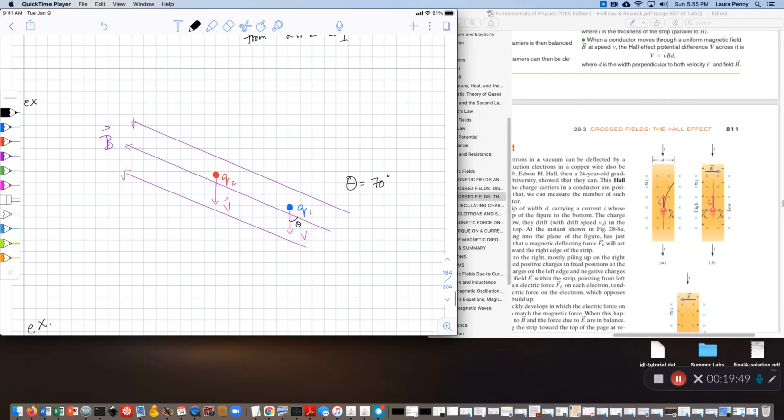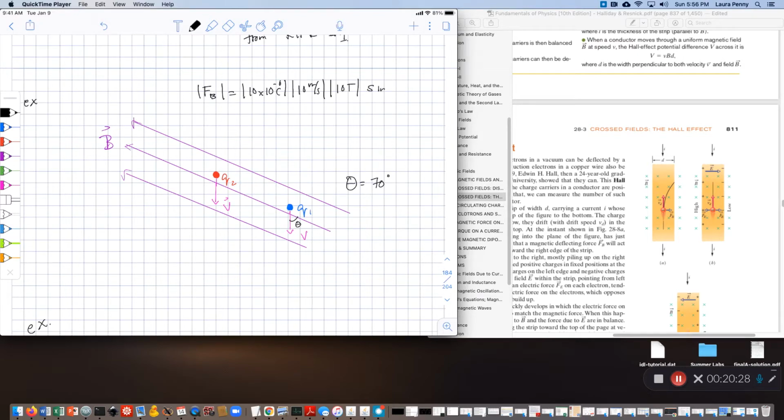So here, now I have, let's pretend like the amounts are still the same, 10 meters per second, 10 Teslas, and 10 microcoulombs. But now I have, again, a positive charge and a negative charge, but they are at more of an angle, the velocity with respect to the magnetic field. So once again, the magnitude of the force is going to be 10 times 10 to the negative 6 coulombs, 10 meters per second, 10 Teslas.